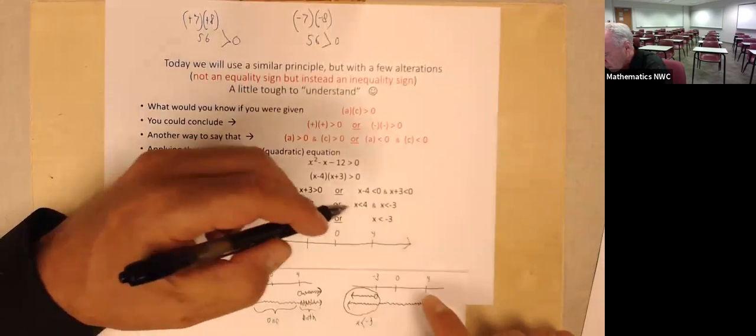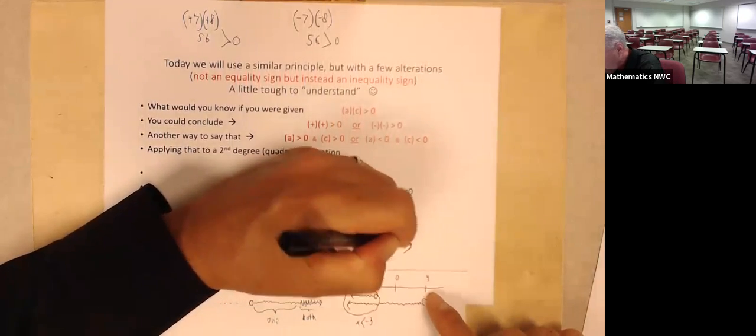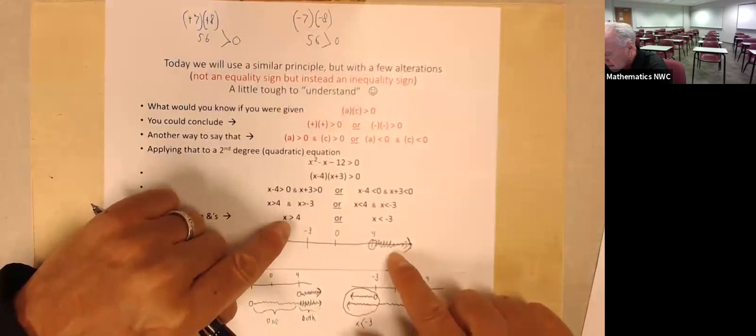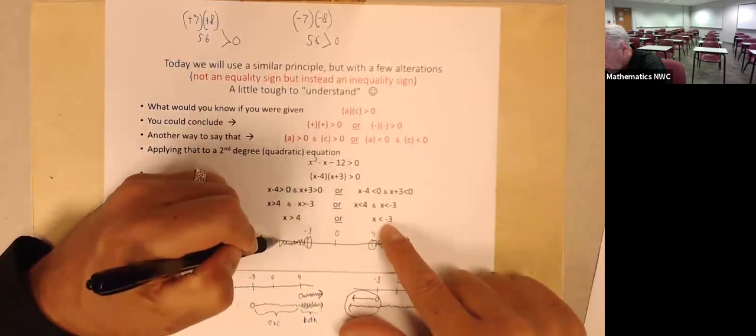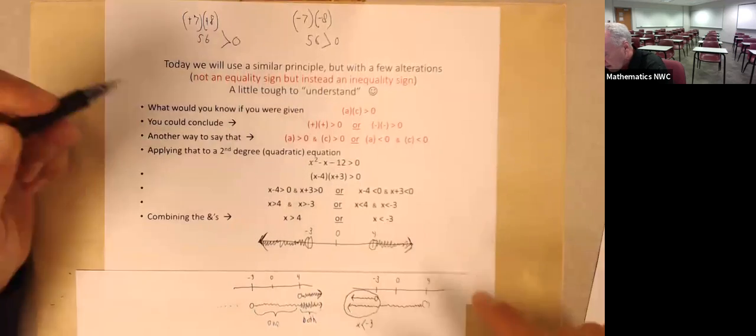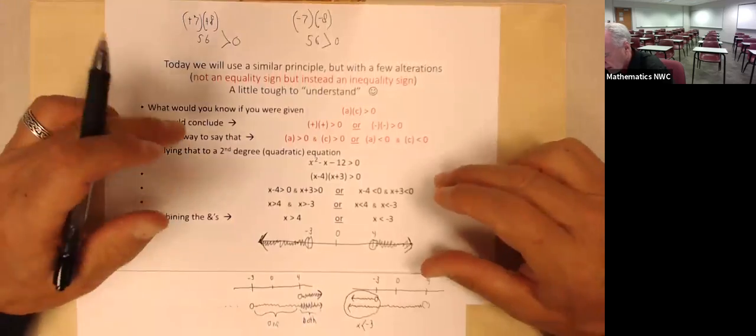Well, greater than 4, that's all of those points. Less than -3 is those points. That's my final answer.